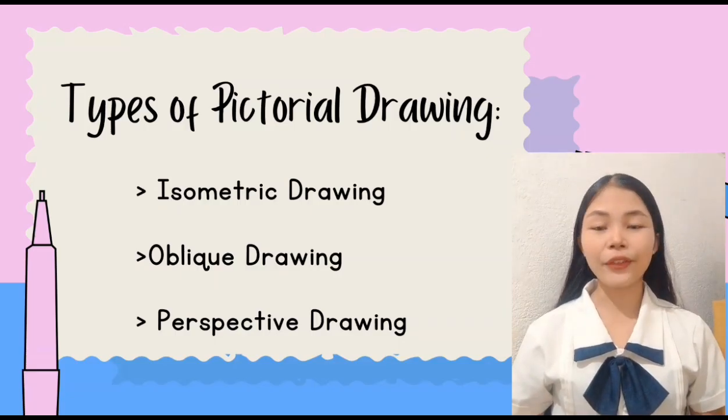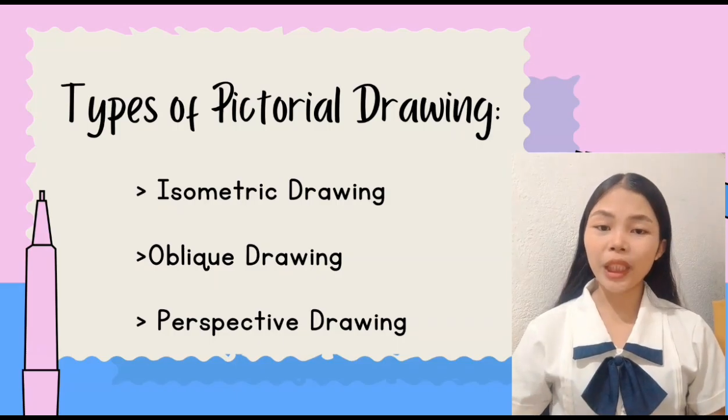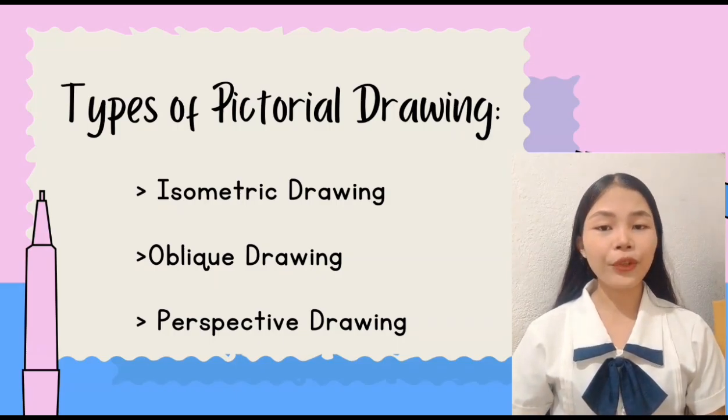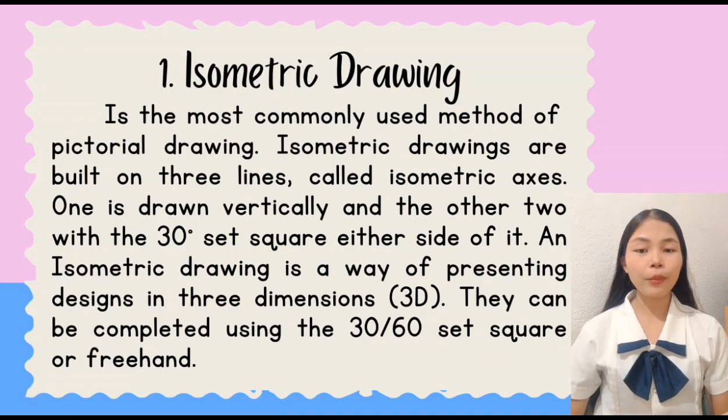Pictorial drawing has three types: 1. Isometric drawing, 2. Oblique drawing, 3. Perspective drawing. Let's start sa isometric drawing. It is the most commonly used method of pictorial drawing. Isometric drawings are built on three lines called isometric axes. One is drawn vertically and the other two with a 30-degree set square either side of it.